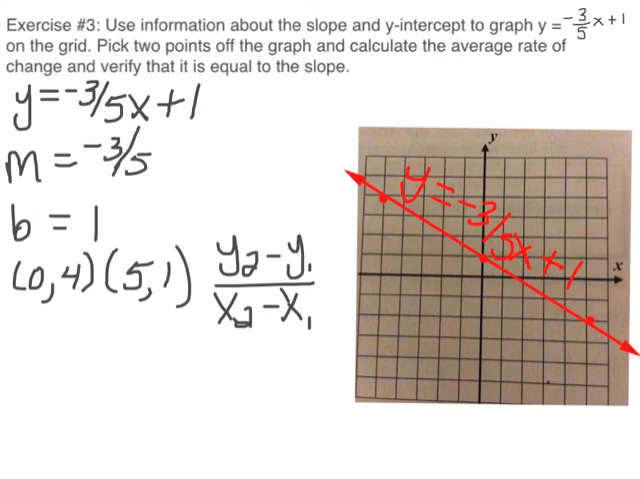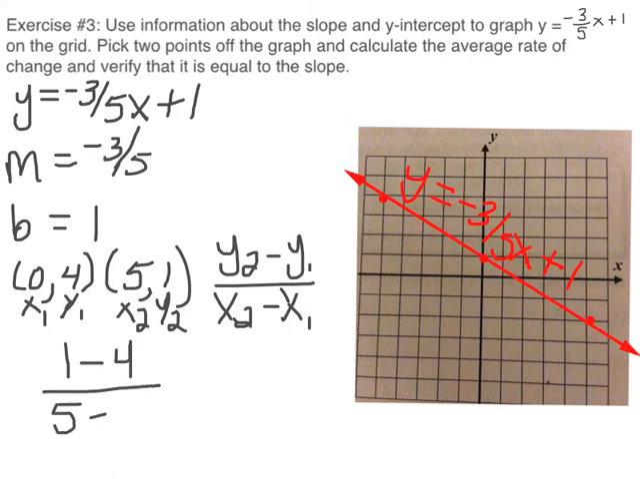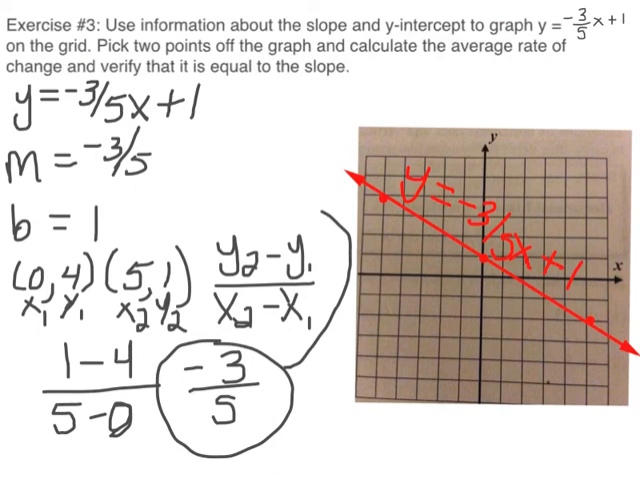One of the most important parts is label your points. So x1, y1, x2, y2. 1 minus 4 over 5 minus 0. 1 minus 4 is -3 over 5. Notice my slopes match, so I must have done something correct.